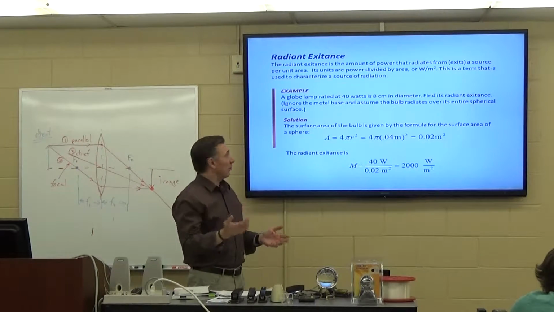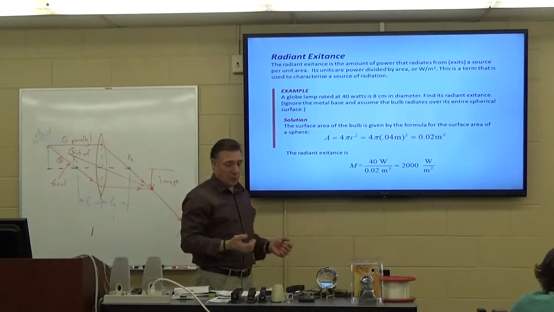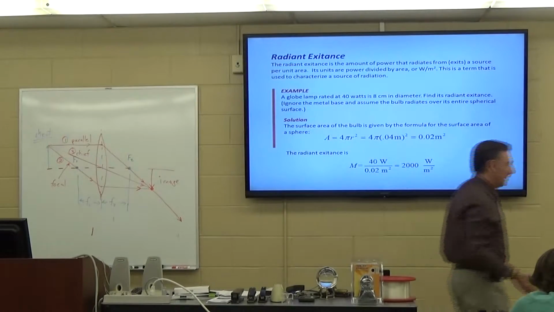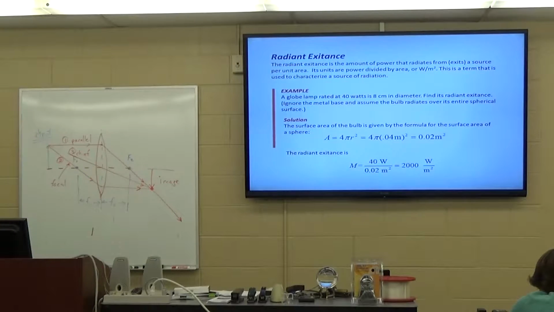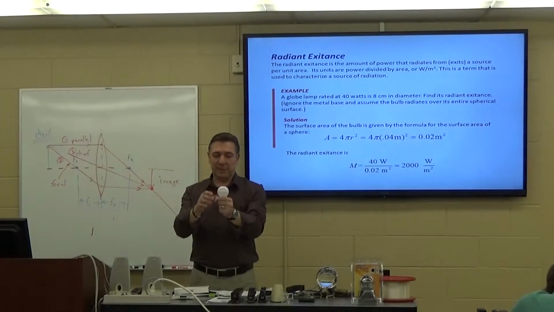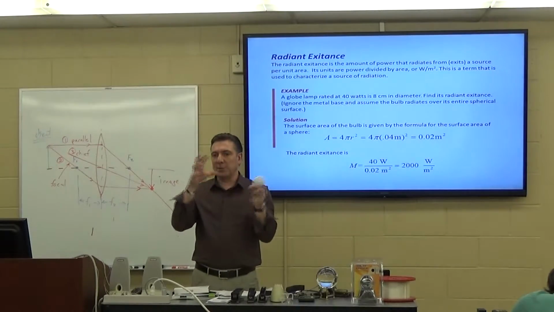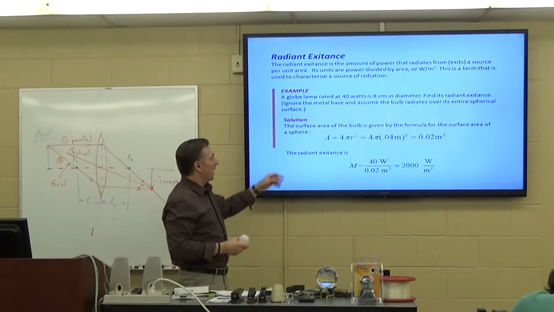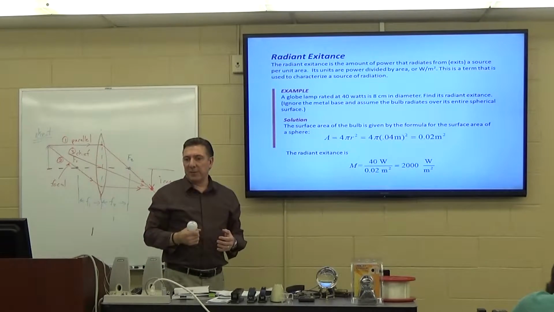And we want to find its radiant exitance. Let's ignore that light bulbs have a base to them. If we just assume the bulb itself is round, we're making an assumption that it's giving off light in all directions. So how would you find the exitance of that?